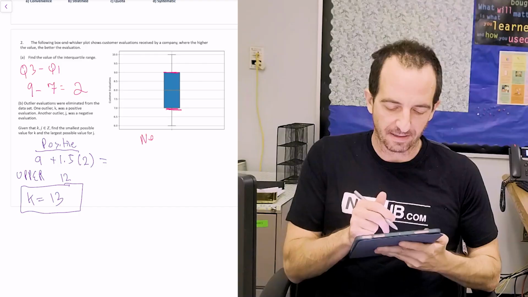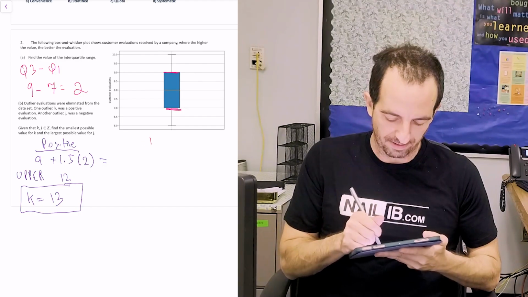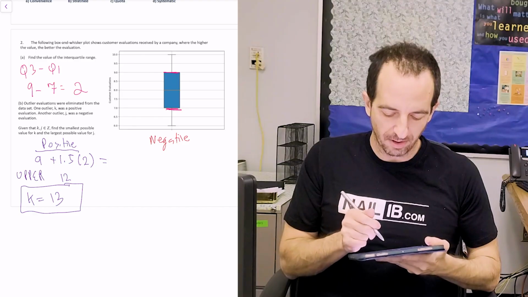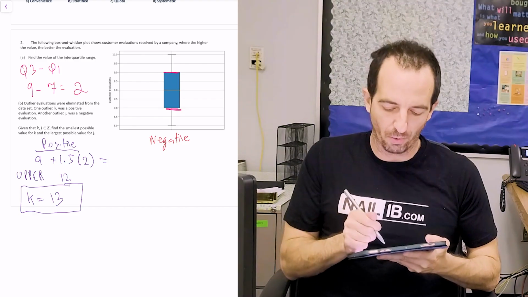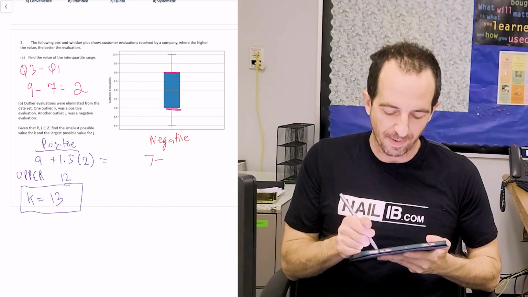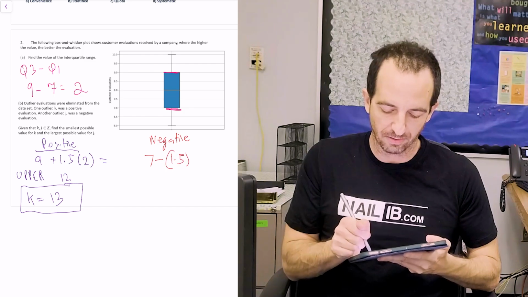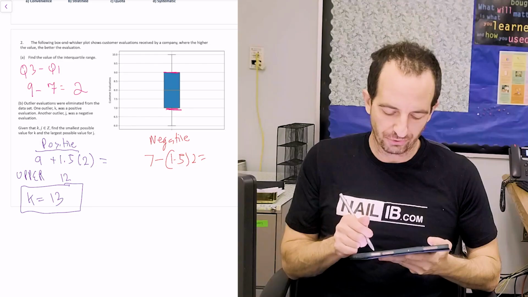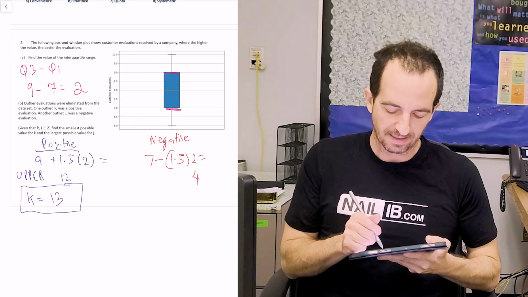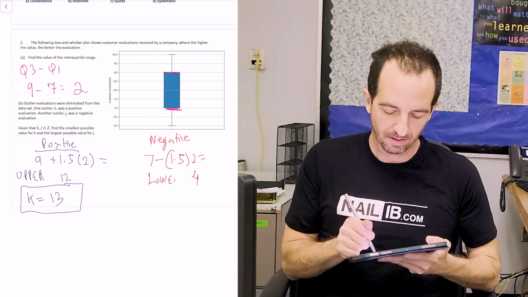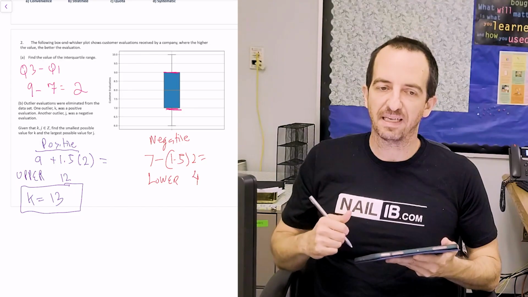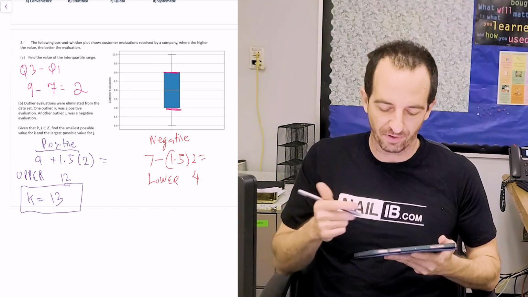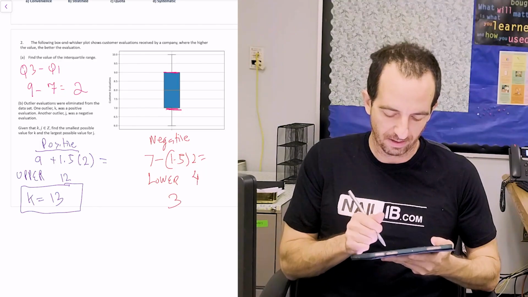Let's look at the negative side. So for the negative outliers, it's going to be similar. But now we're going to be going below Q1. So Q1 is 7. 7 minus 1.5 times 2 is equal to 4. That's our lower bound, which means the highest possible negative outlier for negative reviews would be 3. That would be for J.